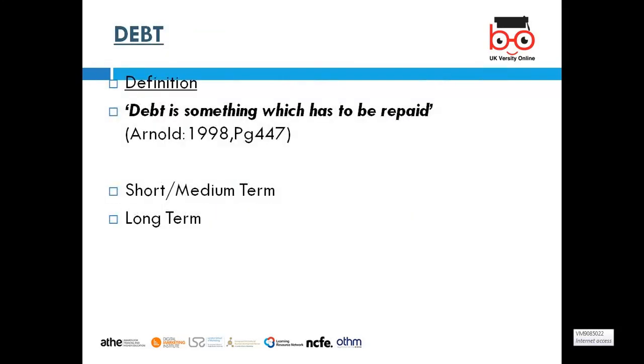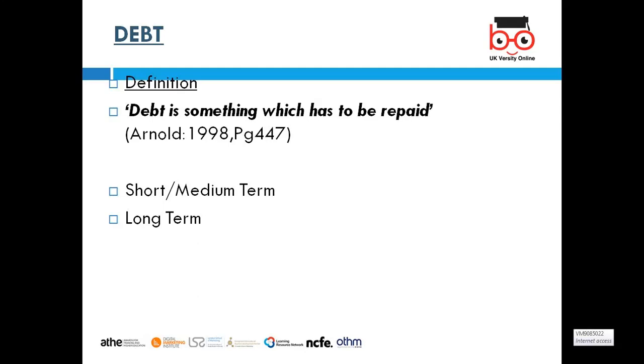Every source of finance has advantages and disadvantages. One is called debt financing, other we call equity financing. So debt is something which has to be repaid. So one of the sources, we'll go to the bank and we'll raise the money, and that will be a source of finance. There are various other sources of finance we can use. Each one has its own advantages and disadvantages.